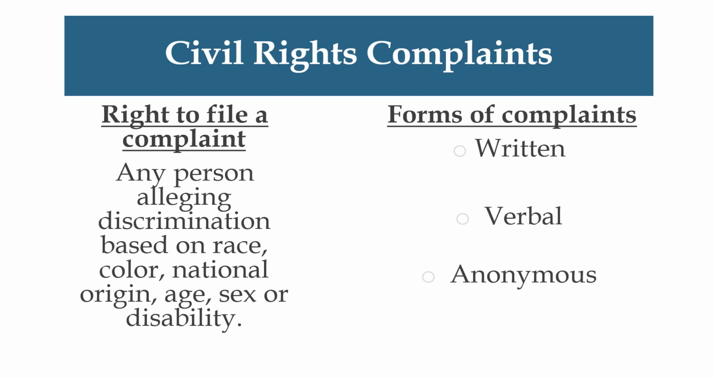It can be a parent, a guardian, a child, someone representing them. It does have to be based on those 6 protected classes that we talked about at the beginning. Complaints may come to you in written form, they may come to you in verbal form, they may even be anonymous, and you would need to accept them.